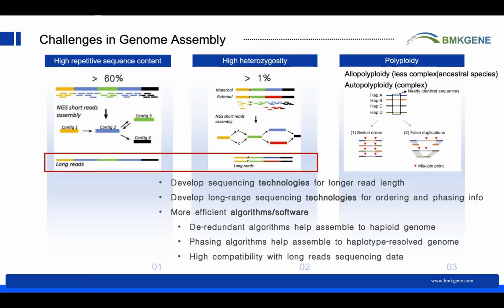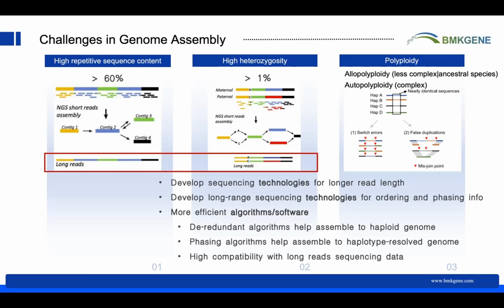One algorithm, named purge redundans, helps assemble the haploid genome. It uses an algorithm to remove the redundancy in the bubbles and assemble into the haploid genome. But for other purposes, if you want to maintain the different genotypes within the high heterozygosity regions, then you can use the phasing algorithm to assemble the haplotype-resolved genome.